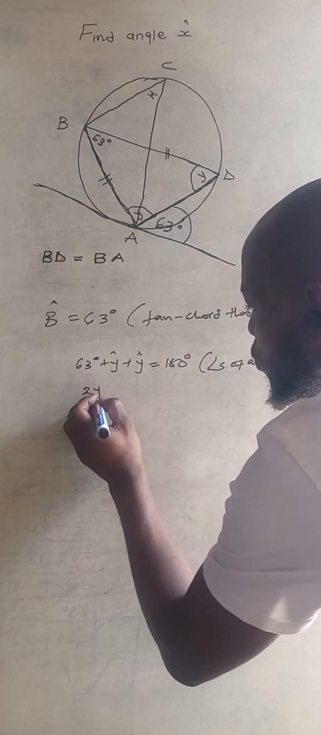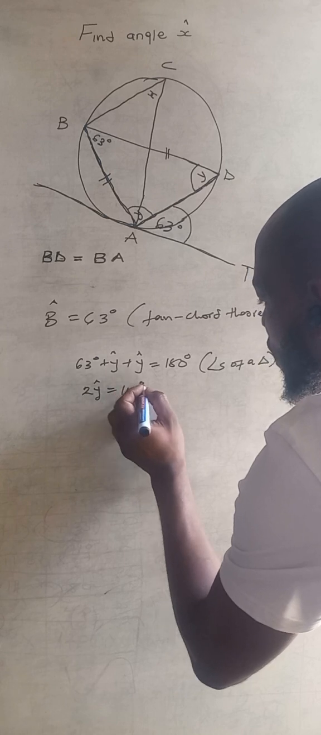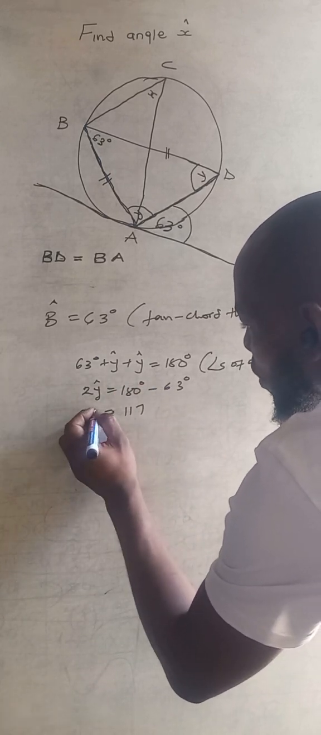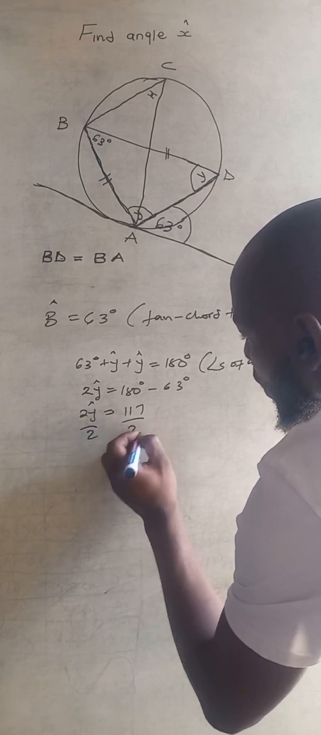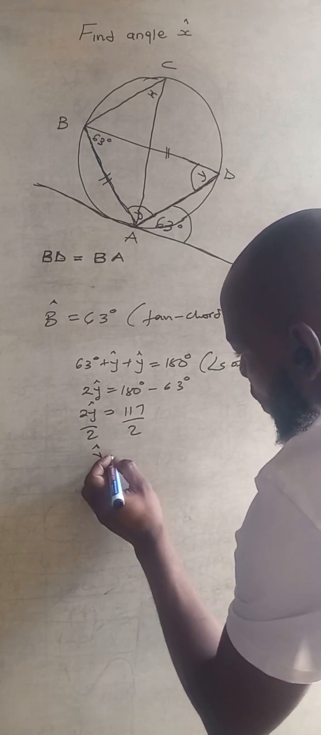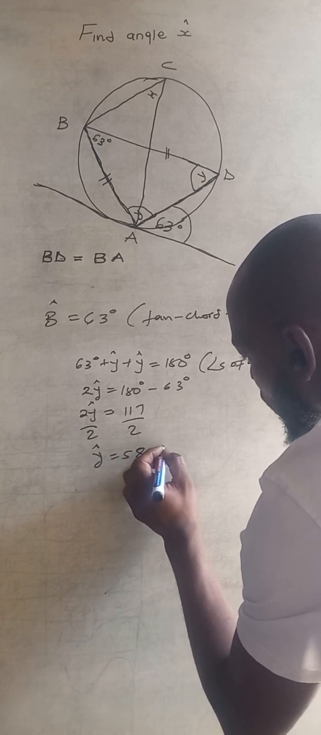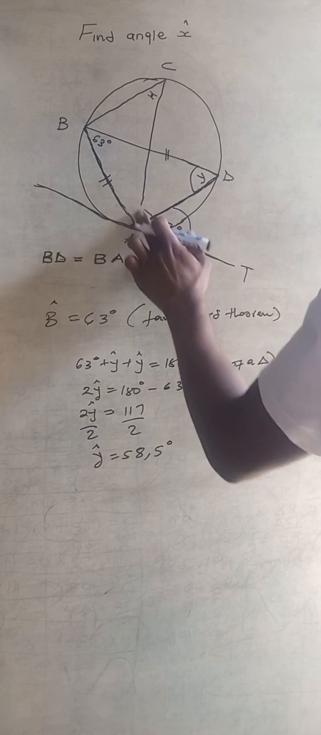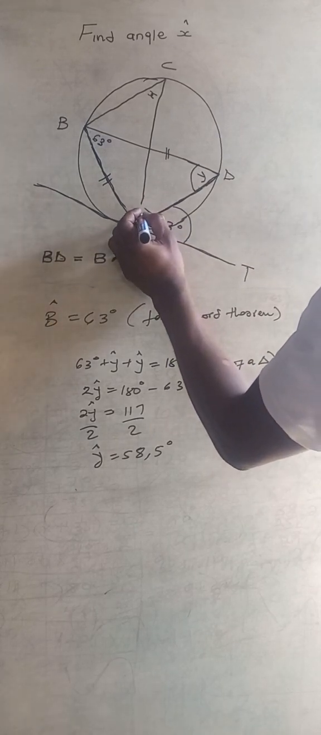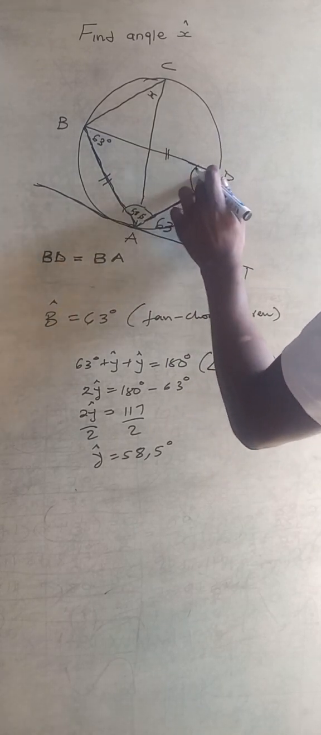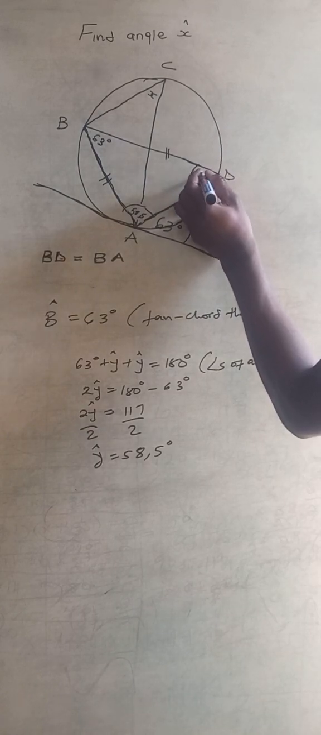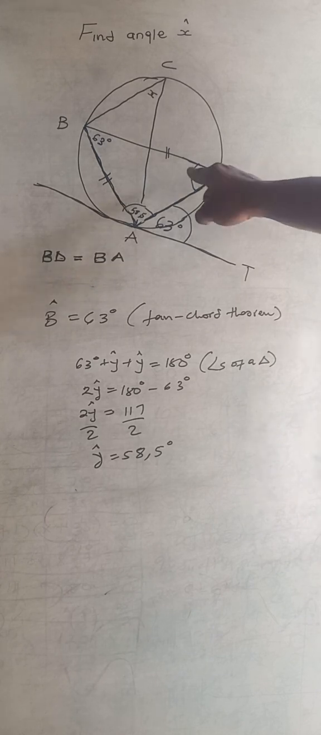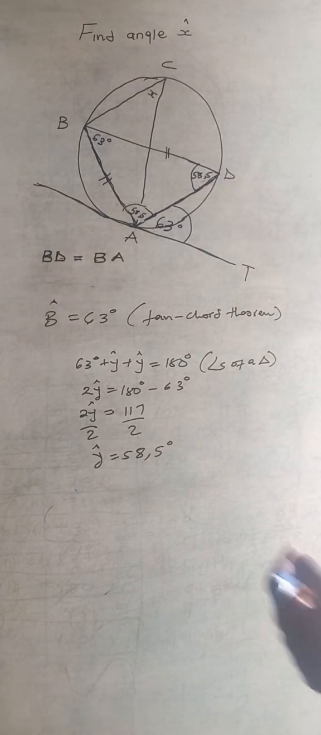Therefore, we will have 2y is equal to 180 degrees less 63. This is 117. 2y, we divide both sides by the coefficient of y, and then y is equal to 58.5 degrees. So this angle here is 58.5, and also here is 58.5 degrees.